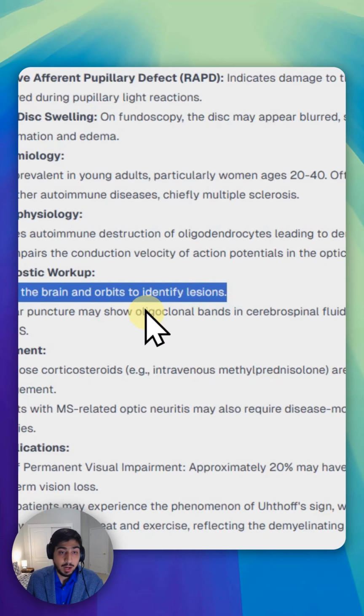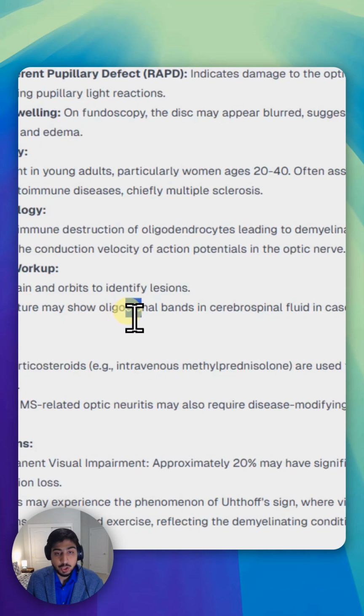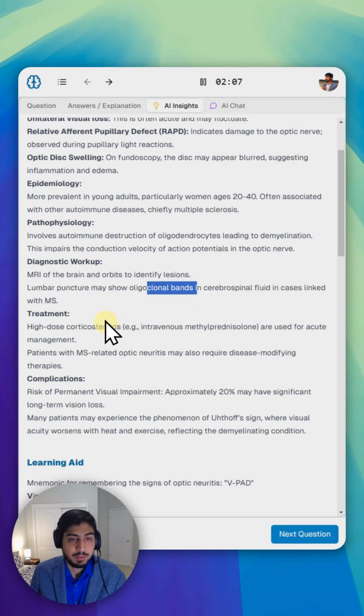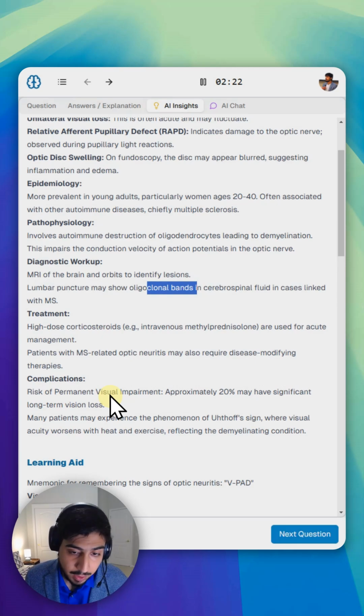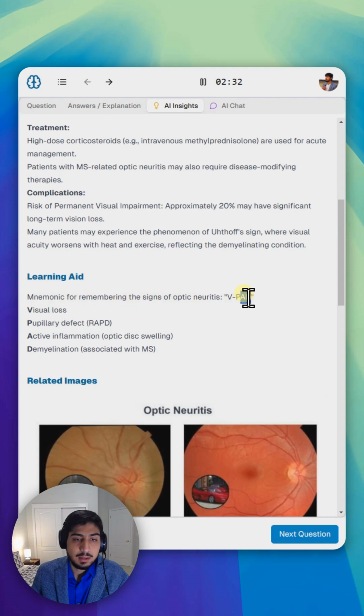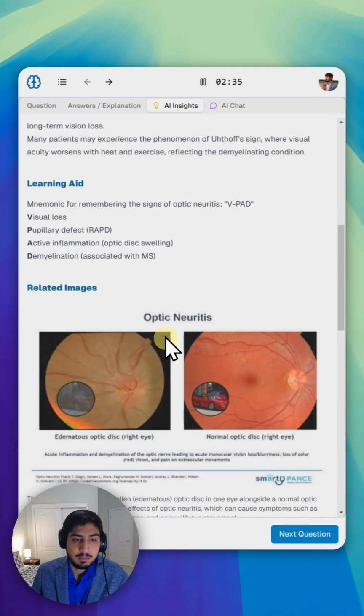Diagnostic workup includes MRI, lumbar punctures, which may show oligoclonal bands, of course, because it could often be a sign of MS. Treatment with steroids, so IV methylprednisolone is the way to go. You can do oral steroids too. And complications, well, a lot of them will just get better, never have them again, but a good amount of them can have long-term vision loss. It can also just be their first symptom of MS or other autoimmune neurological disorders. The mnemonic doesn't sound like it's the most helpful right now, but sometimes it can be pretty good.